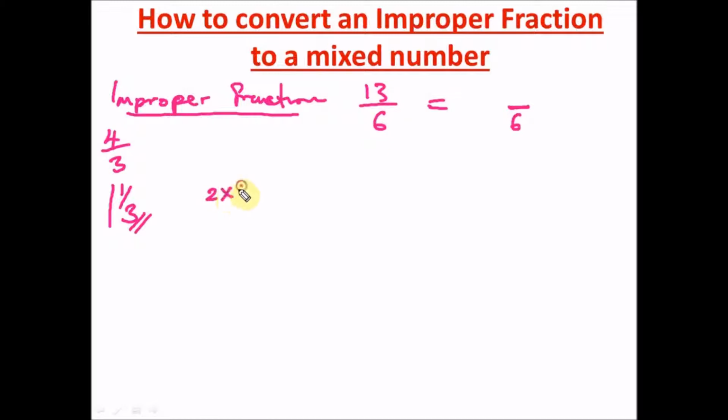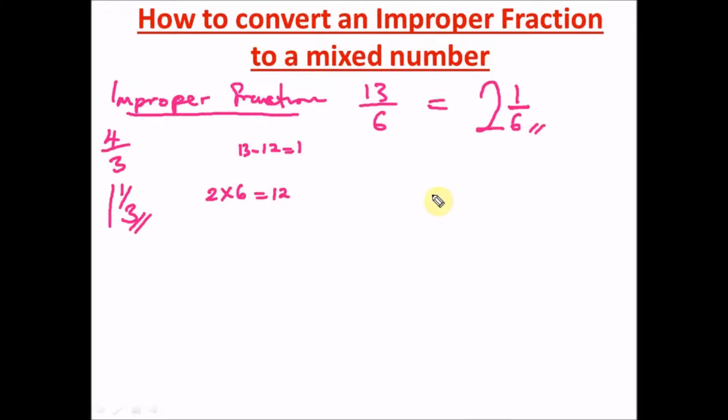Because 2 times 6 is equal to 12, and this is 13. If this was 18, it means we could get 3 sixes, but here we can only get 2 sixes. So we write the whole number, which is our integer, 2. What is the remainder after getting 2 sixes from 13? Our remainder is 1, since 13 minus 12 is equal to 1. You put this remainder up here. So you can see how easy it is to convert an improper fraction to a mixed number. So this is our answer.